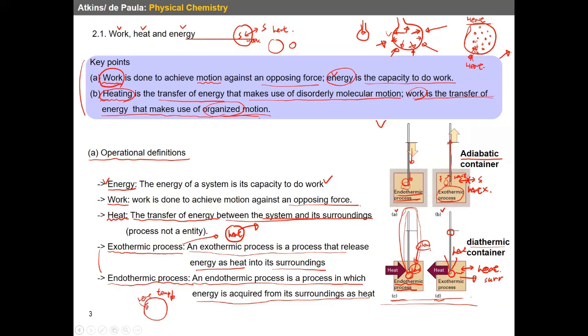So anyway, what we have to know in this slide: first, we have to know the operational definitions, so there's energy, work, heat, and also two processes, the exothermic process and the endothermic process. And depending on the exothermic or endothermic process, the way work is done will change. That will be discussed later.